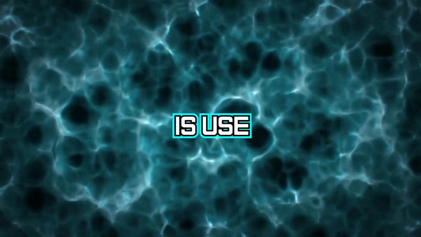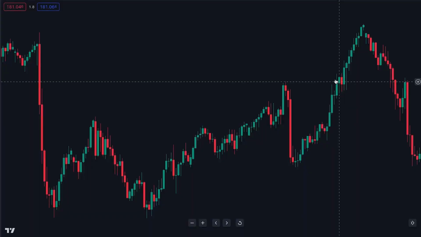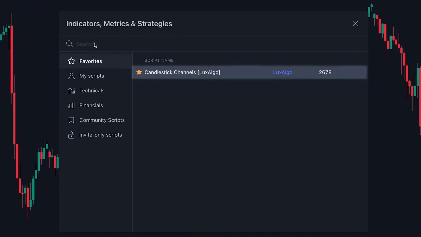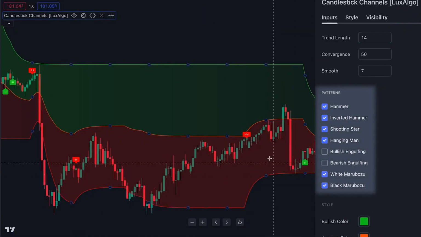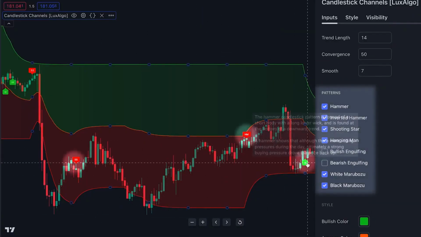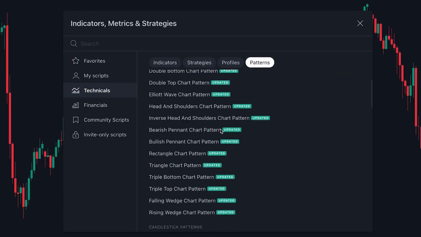What you can also do is use an indicator to help you identify some of these patterns. If you go to the Indicators tab and search Candlestick Channel by LuxAlgo and add it to your chart, you'll find that you can select a number of candlestick patterns, and the indicator will locate the areas they occur for you automatically. You can also go to Technicals and click Chart Patterns, and a number of them are listed here as well.